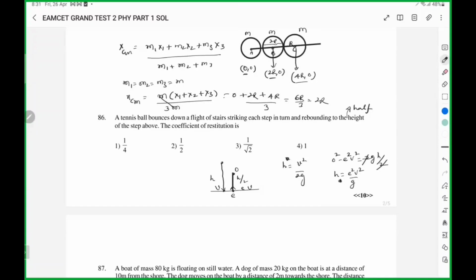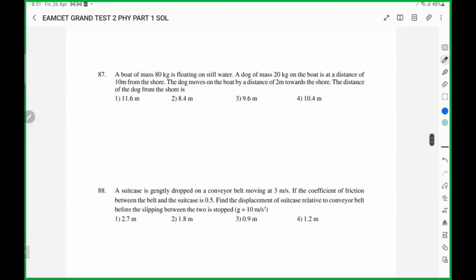So the coefficient of restitution he is asking. H, we know that it is v square by 2g, which is e square v square by g. So e square is half, and e will be 1 by root 2.